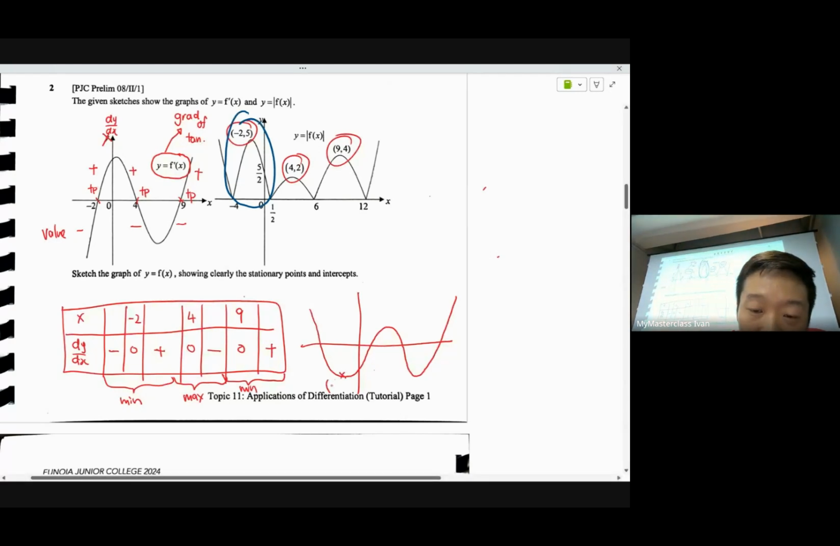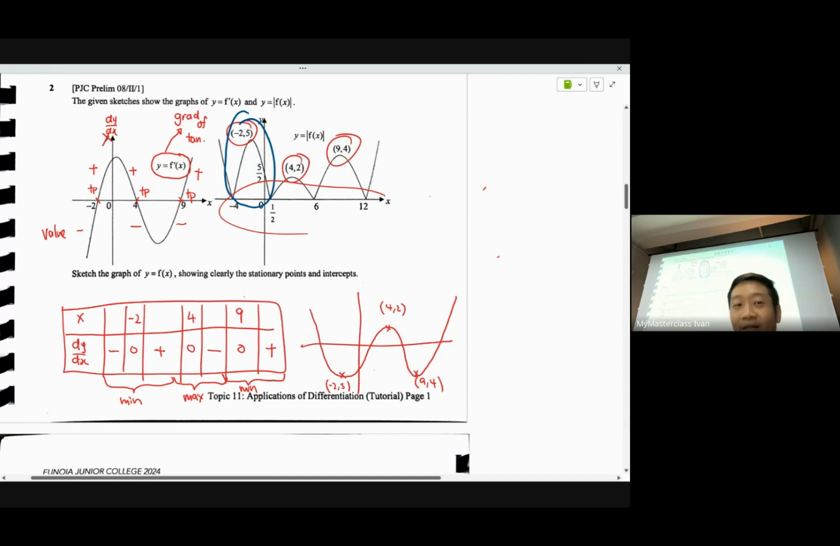This one is negative 2 comma 5. This guy is 4 comma 2. This guy is 9 comma 4. And you will know how to draw the original curve. Still the negative, still the intersection. No, the intersections are still the intersections, because this is the original graph with the modulus.